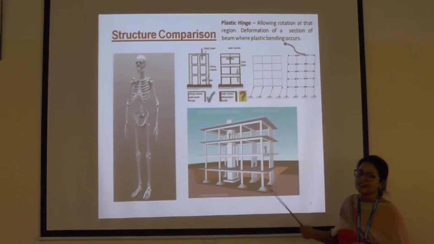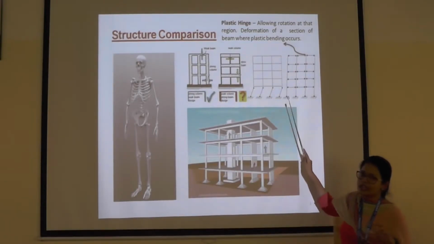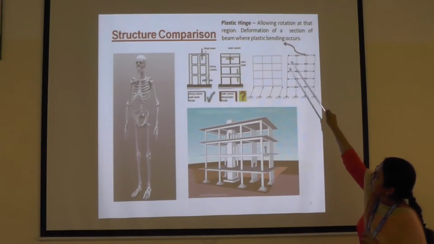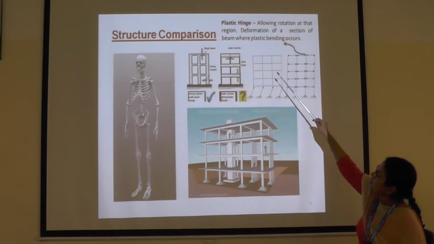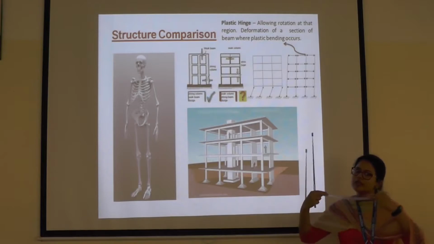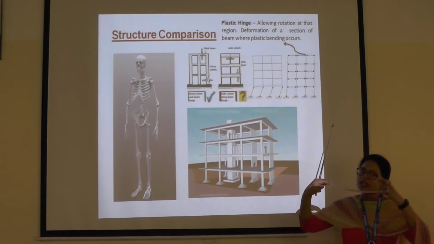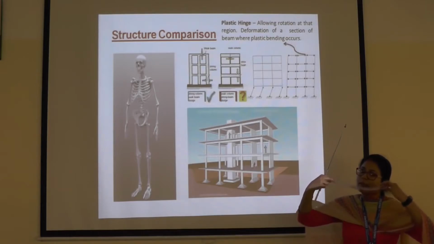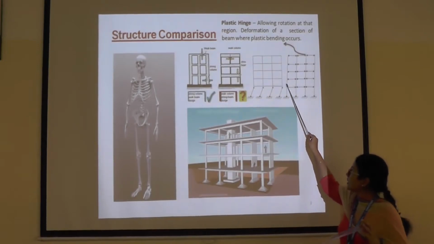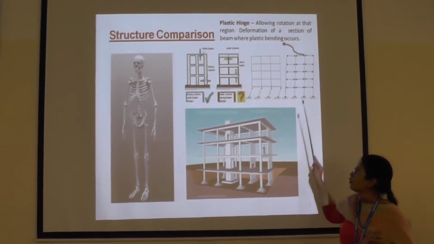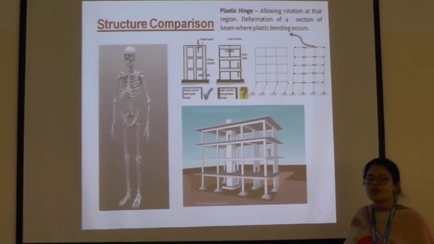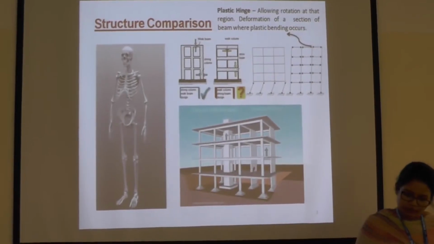Therefore, while designing like that, hinge formation occurs. A hinge is nothing but a plastic hinge, which is nothing but allowing rotation at that region. It is the deformation of a section of a beam where plastic bending occurs. For example, consider this as a beam. Whenever I apply the load, what happens to this scale? The scale is getting bent. So during this bending, in the plastic region, plastic hinges start forming in the beam, which leads to collapse of the beam rather than the collapse of the column. Therefore, it is always essential to go for a weak beam rather than a strong beam.